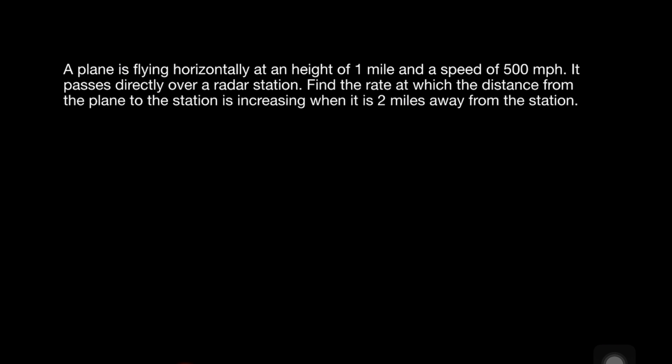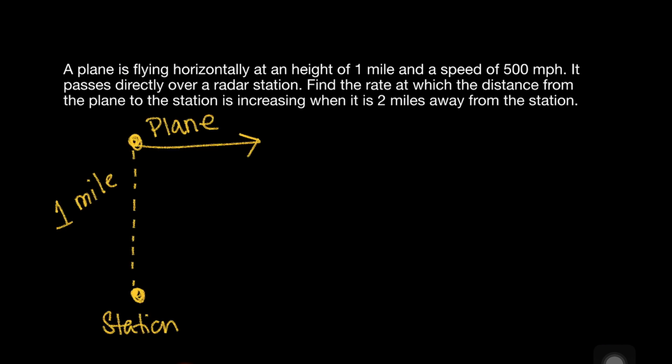So the first example I want to do says a plane is flying horizontally at a height of 1 mile and a speed of 500 miles per hour. It passes directly over a radar station. Find the rate at which the distance from the plane to the station is increasing when it is 2 miles from the station. So I'm going to start by trying to draw a picture.